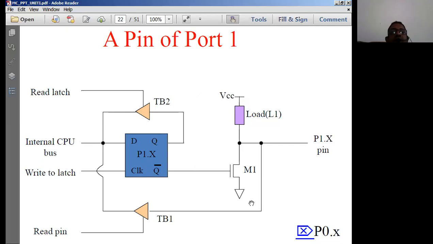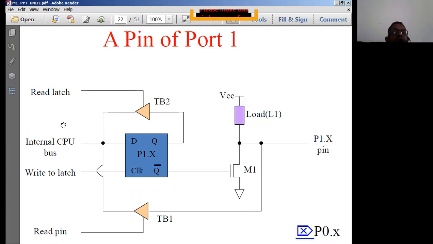As I said earlier, using port 1 you can read a bit or write a bit. That means you can read a bit from external sources into the microcontroller, and using port 1 you can write a bit into external devices connected to the microcontroller. We'll try to verify that by using this basic port 1 pin mapping diagram.